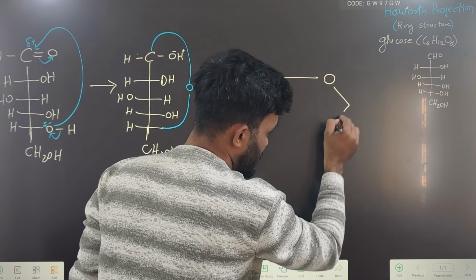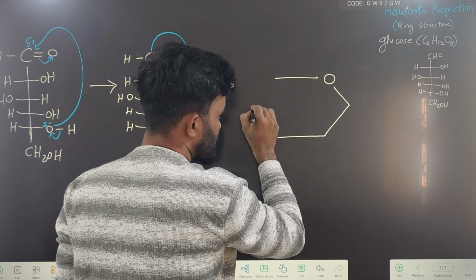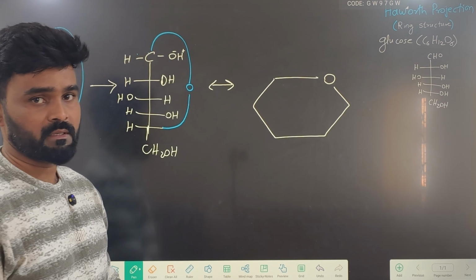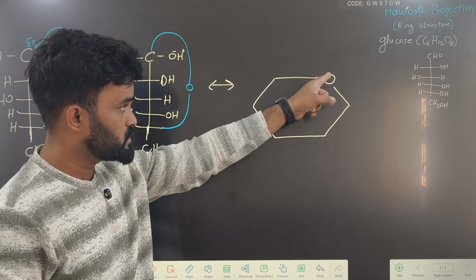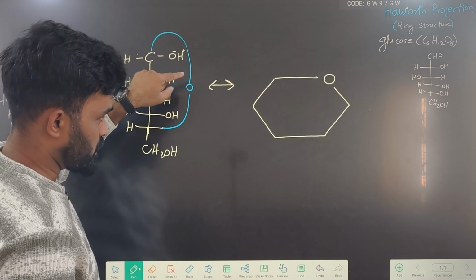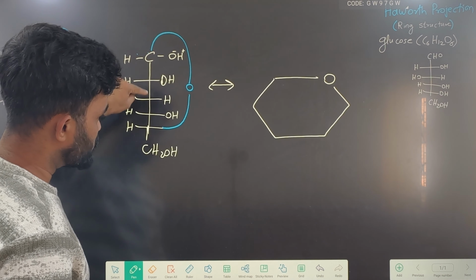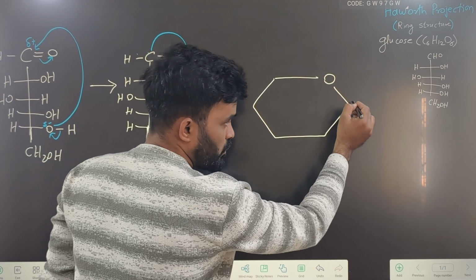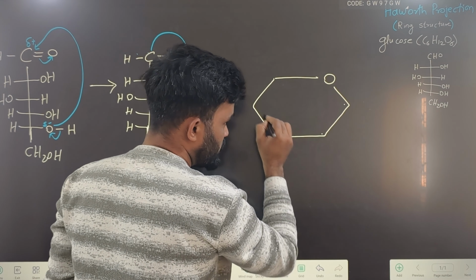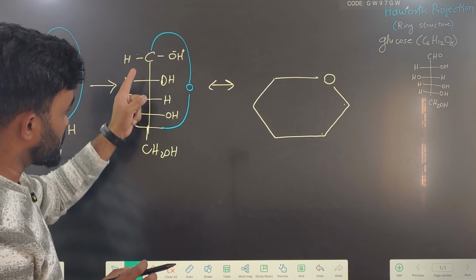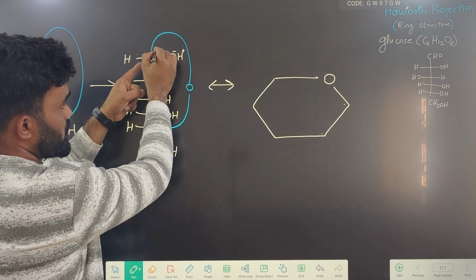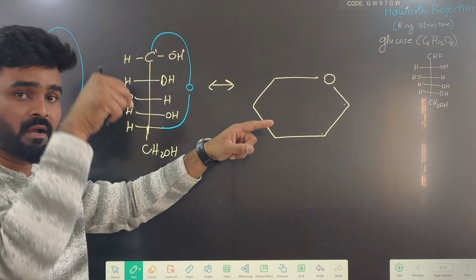Oxygen, then the carbon number 1, 2, 3, 4, 5. Got it? Here. Now check. On this carbon number 1, we have OH on the right hand side, which goes down.